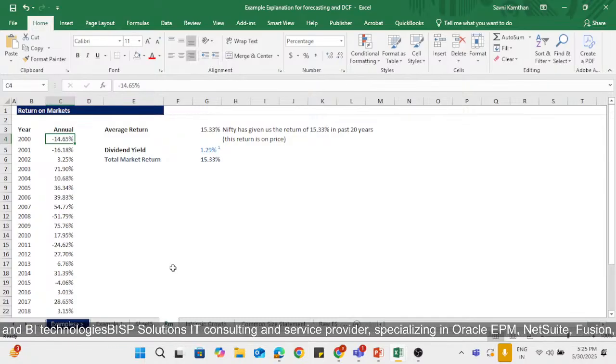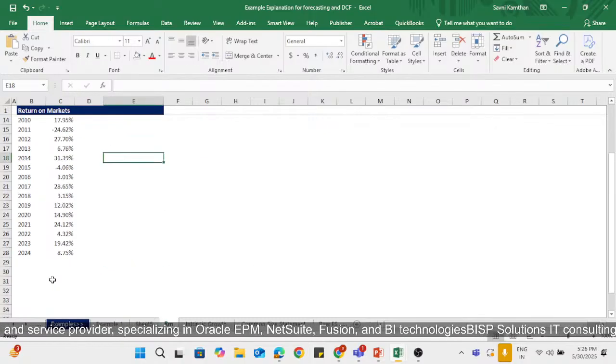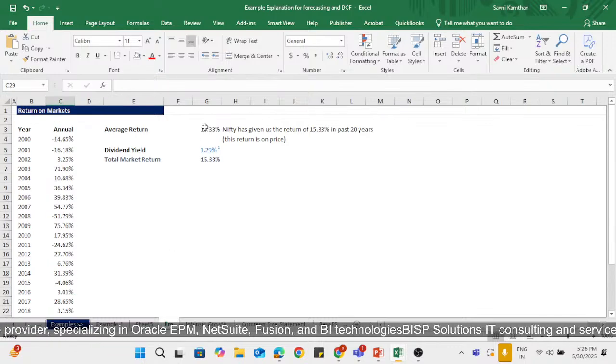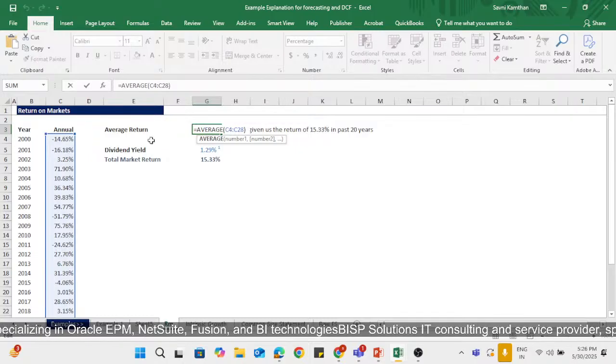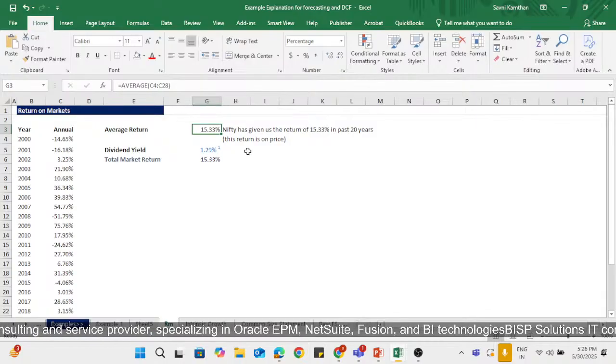If we check in our 2026 year, then 2025 will be available, but now in 2025 we will be getting data till 2024 only. If we want to calculate our average return, we will calculate it through the average function, selecting the annual data which we have taken from primeinvestor.com. Once we click enter, it will show us 15.33%. So with this average return, we get that Nifty has given us a return of 15.33% in the past 20 years.